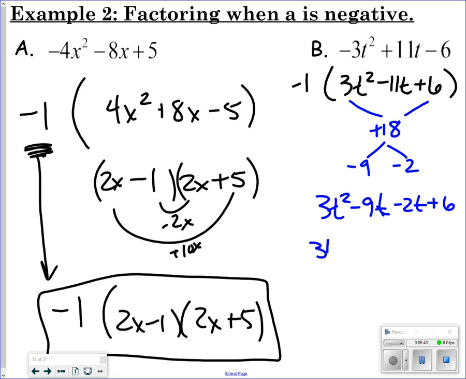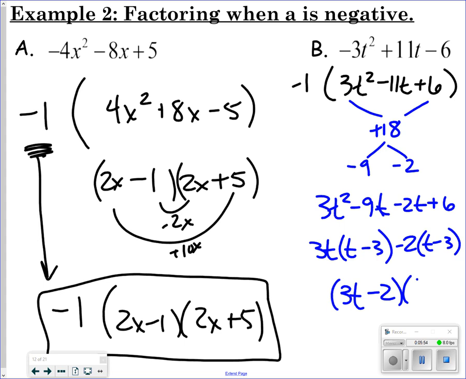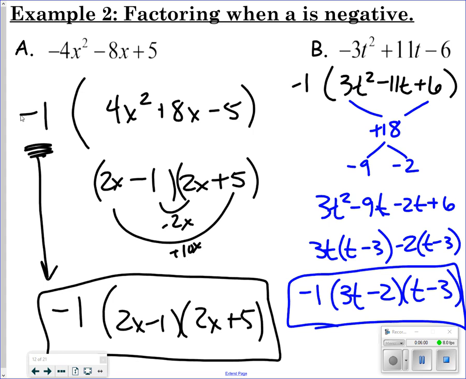and do grouping. So I take 3t as a GCF for the first two, -2 as a GCF for the second two. Take the GCFs, group them together, and don't forget the -1 that you did all the way in the beginning.